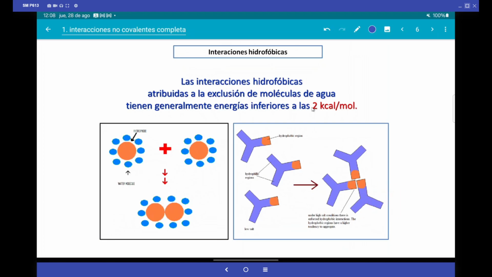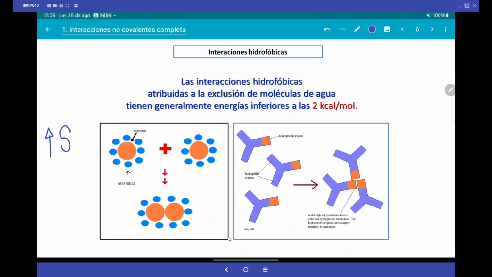Hydrophobic interactions occur because, technically, when two hydrophobic particles approach each other, what increases is the entropy of the medium. Here I have these two hydrophobic particles, which could be two drops of oil. When they approach each other, the water moves, and therefore the entropy of the medium increases.